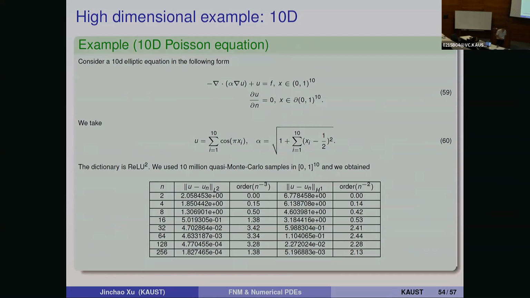Tensor methods? Oh yeah, tensor is fine, but again, it's a high quality. I'm talking about the neural network. You're right, you can also do sparse grid or stuff like that, but you have to have very special structure. I'm talking about just deep neural networks.